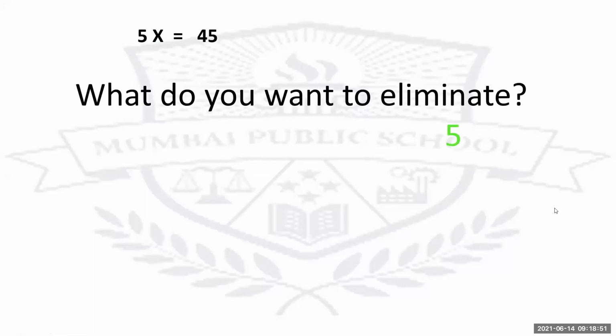What will you do here? What do you need to eliminate? So what you need is 45 upon 5. x is equal to 45 upon 5. Yes, it is 45 upon 5. So check, what is the coefficient which is related with x?